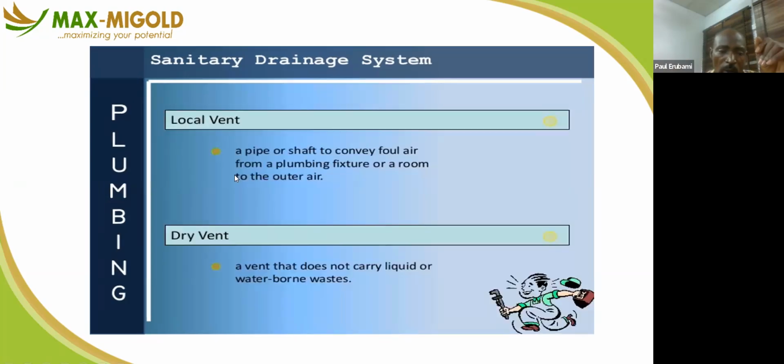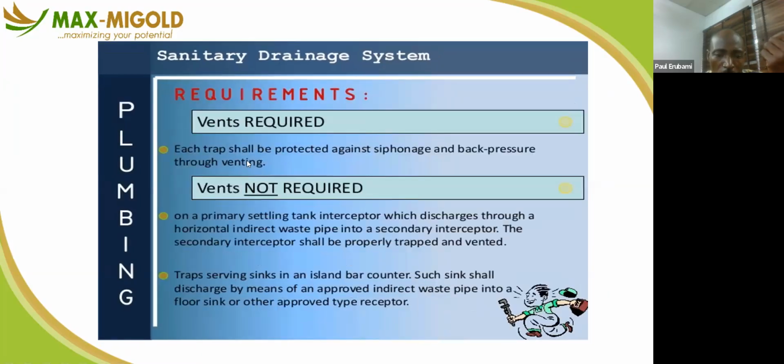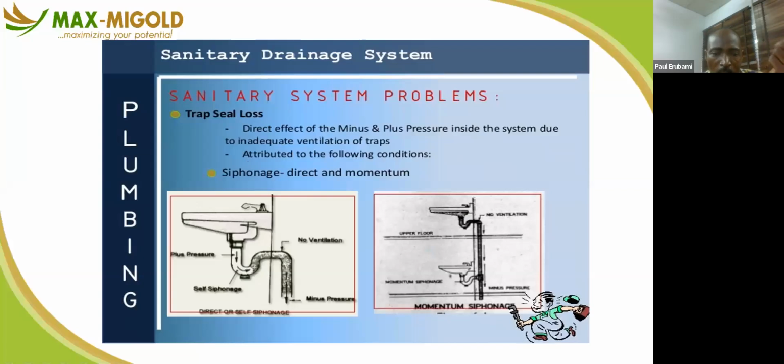You also have what we call local vent. You have dry vent. When the roof gutter is not connected with it, it is termed as what? Dry vent. You have stack vent. You have vent stack. So, area where you need vent and area where you don't need vent.